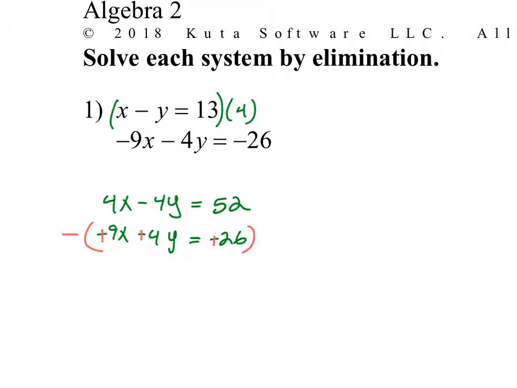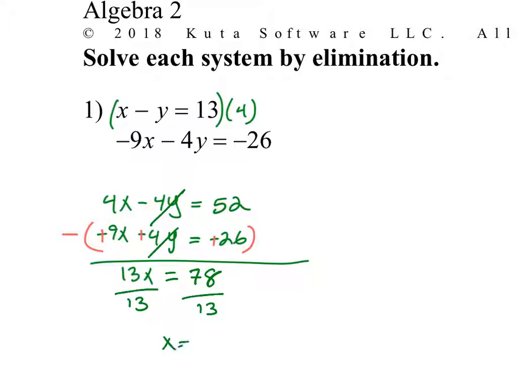So now I have my equation: 4x plus 9x equals 13x. Negative 4y plus 4y cancel out. That's the idea, we are eliminating that variable. Equals 52 plus 26 equals 78. And now I'm just going to divide by 13. So x equals 6.